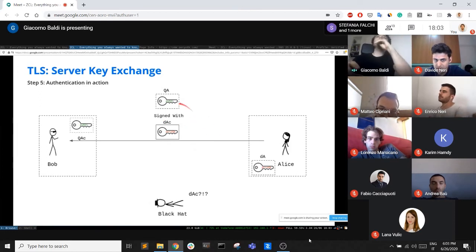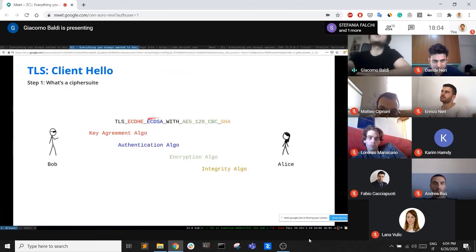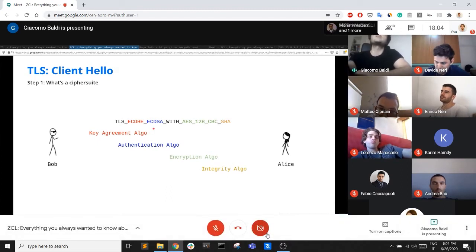But I mean, there is not only QA in this information, there is other information, but the most important one is this. We are using the private key of the certificate to sign some material for the key agreement protocol. This algorithm here is ECDSA. Okay, let me go back to the cipher. Is this one the authentication algorithm? It's a different algorithm from this one.